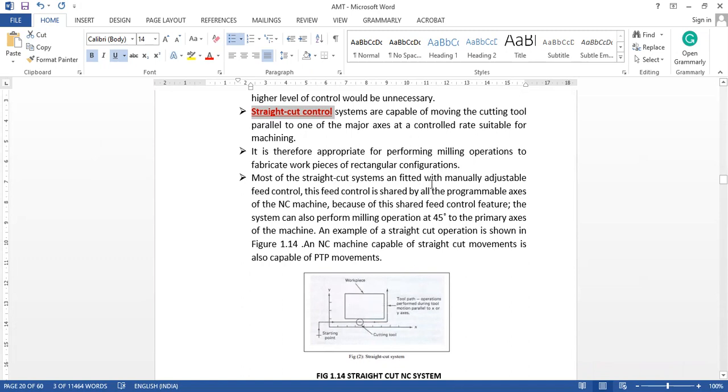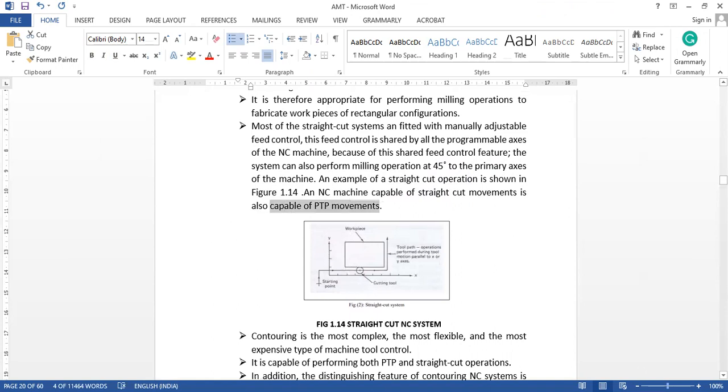Most of the straight cut systems have manually adjustable feed control. This feed control is shared by all the programmable axes of the NC machine. Because of this shared feed control feature, the system can also perform milling operation at 45 degrees to the primary axis of the machine. An example of straight cut operation is shown in the figure. A numerical control machine that is capable of straight cut movements is also capable of PTP movements.